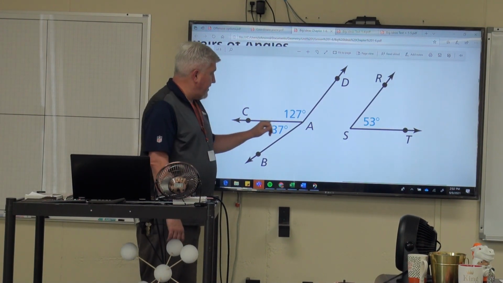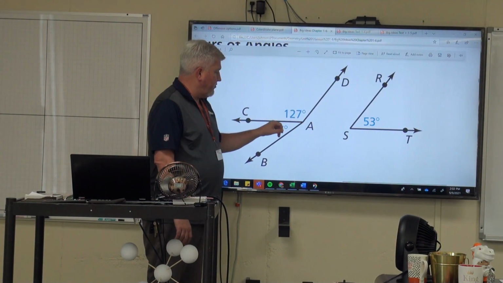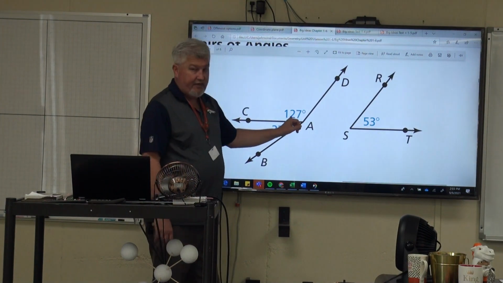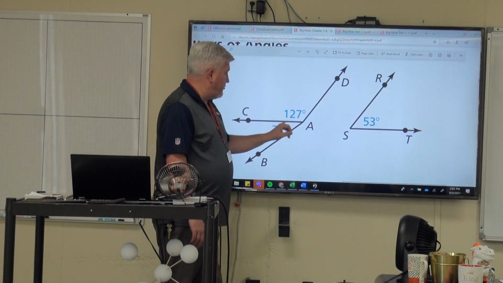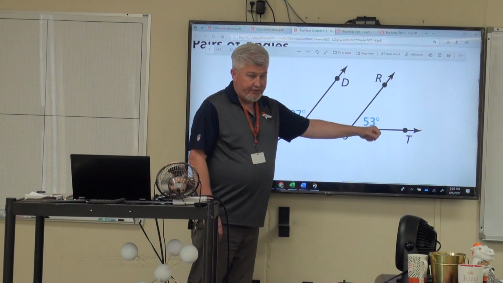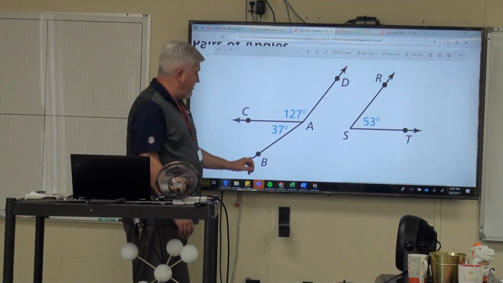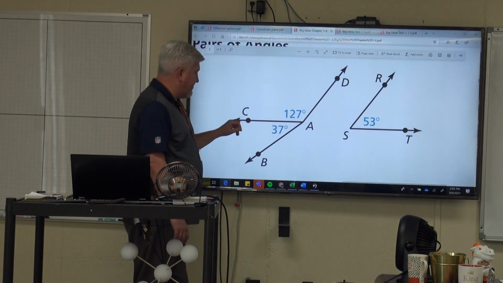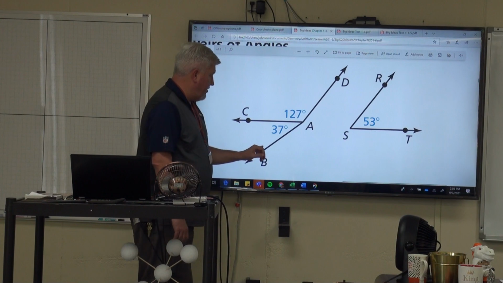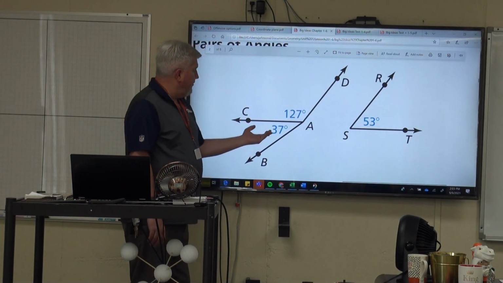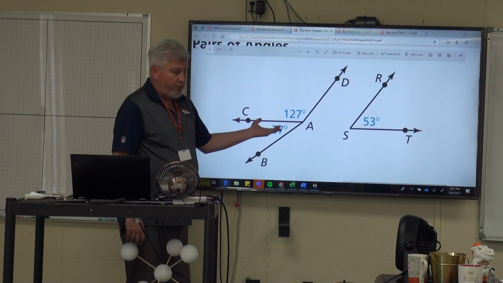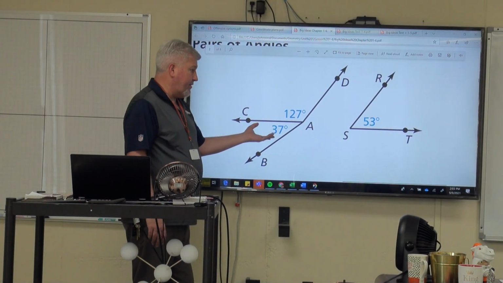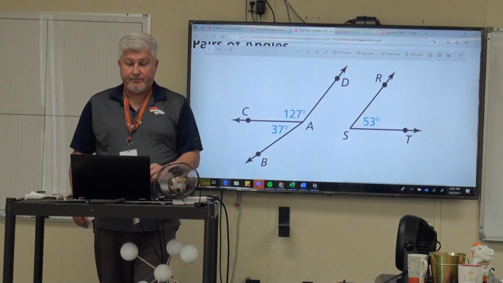On the other hand, we've got angle CAD, which is 127, and angle RST is 53. When you add those together, that gives you 180 degrees. So those two angles are supplementary. And then finally, you can see here, angle BAC and CAD share the same common side of ray AC. They are adjacent angles. Their measure is unimportant. It's 164 degrees. That doesn't matter to anything. So they are non-complementary, non-supplementary, but they are adjacent.